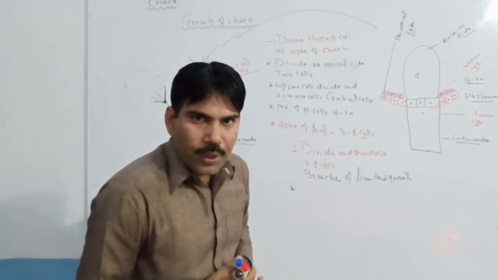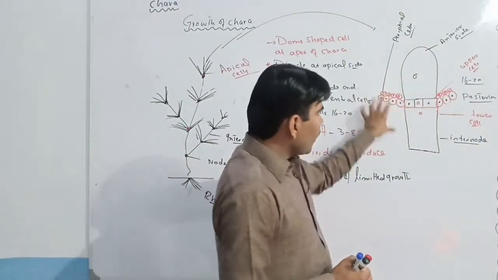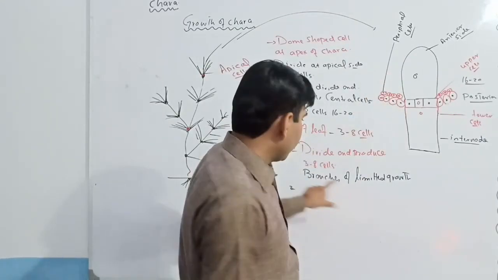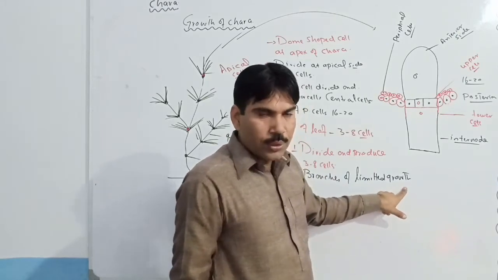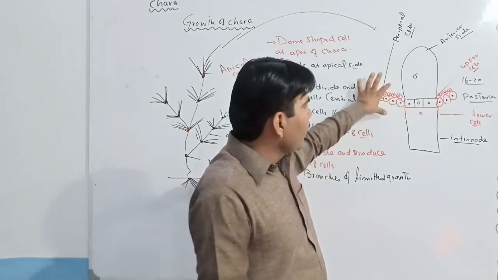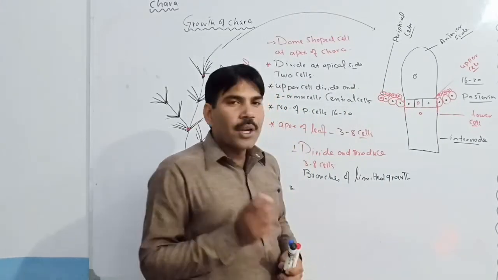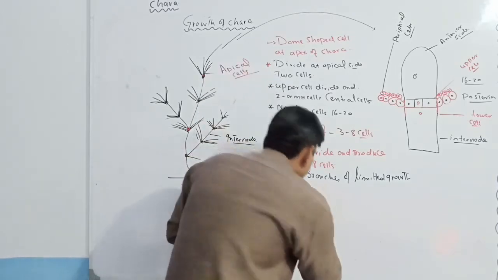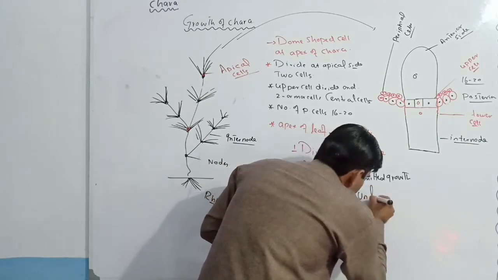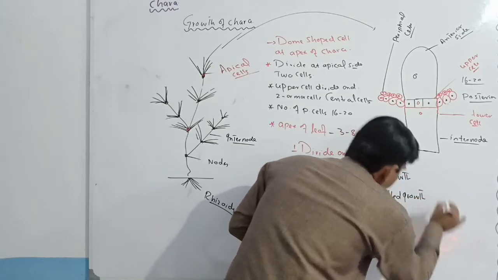Number 2, which type of other branches are produced from these peripheral cells? Some of these cells grow and stop their division, so that's why such type of branches are known as the branches of limited growth. But some of these cells will grow and never stop their growth. And the cells which never stop their growth form branches which are the branches of unlimited growth.